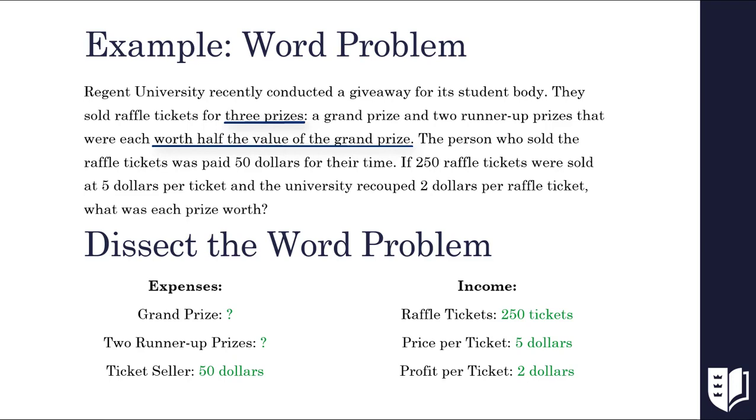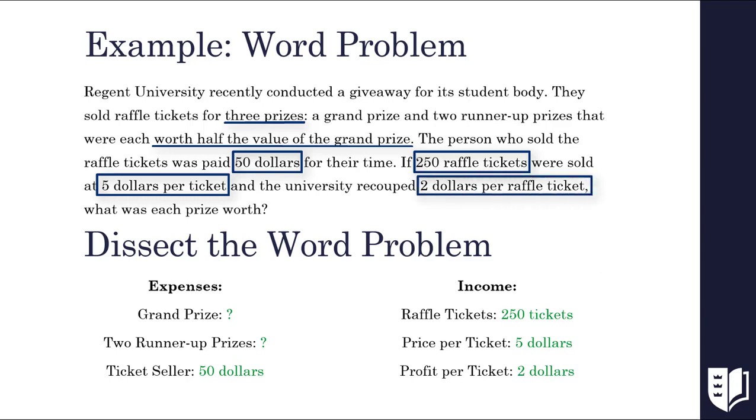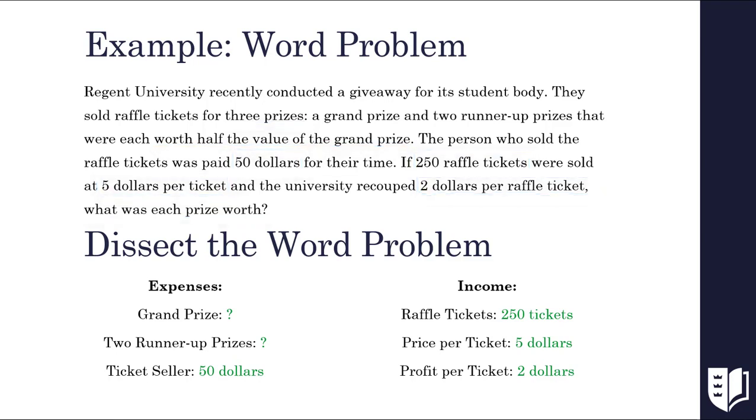The person who sold the raffle tickets was paid $50 for their time. If 250 raffle tickets were sold at $5 per ticket, and the university recouped $2 per raffle ticket, what was each prize worth? Now that we have read our problem, we need to write down all of our given information.